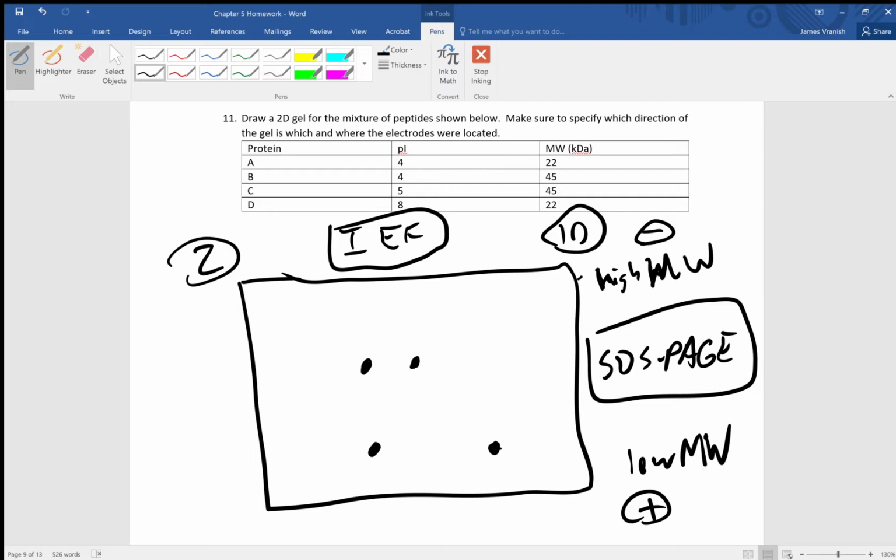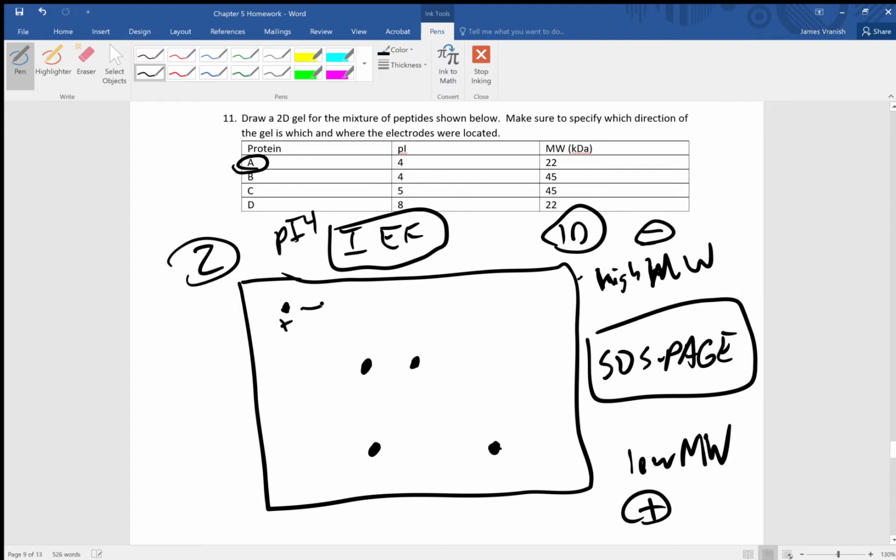Now, remember the gel basically has this pH gradient in it. As our proteins move, let me give you an example here. If a protein has a pI of 4, we'll go with protein A here. Let's say I loaded it on here close to pH 2. Well, what is its charge at that pH? What is the charge of this protein at pH 2 if its pI is 4? Well, it has a positive charge.